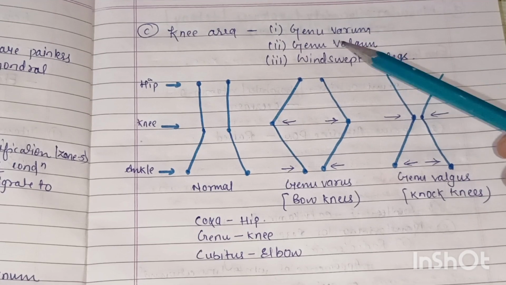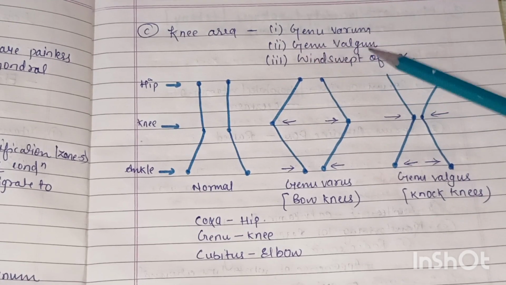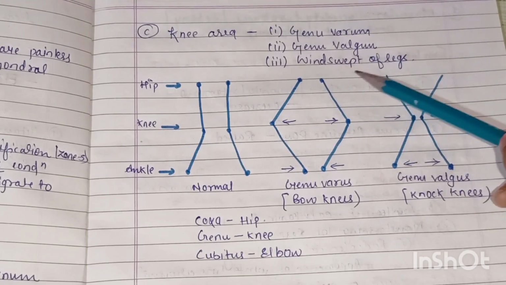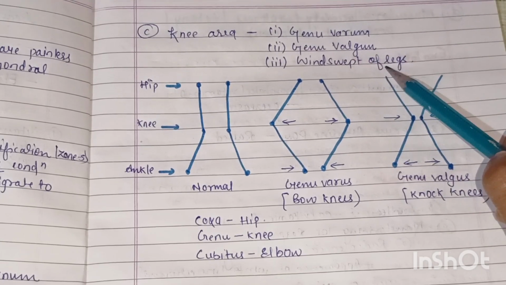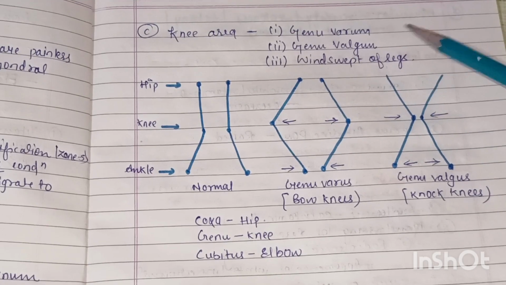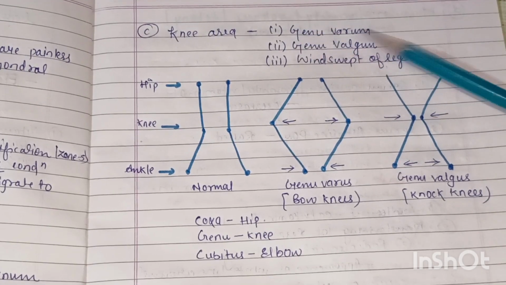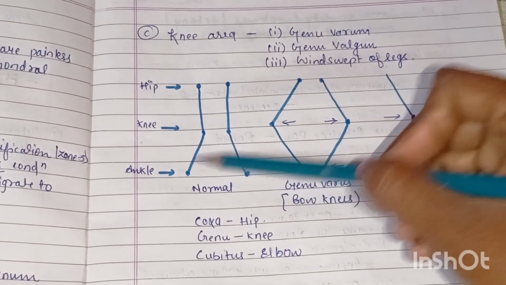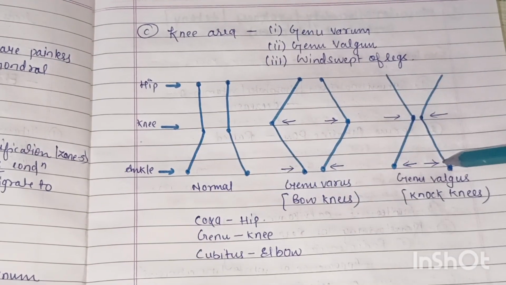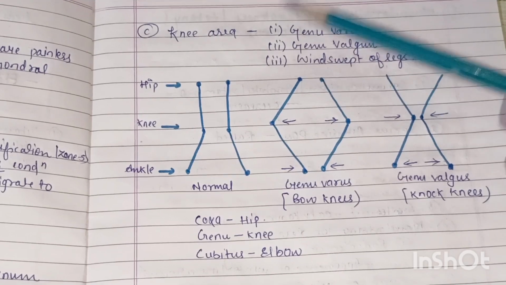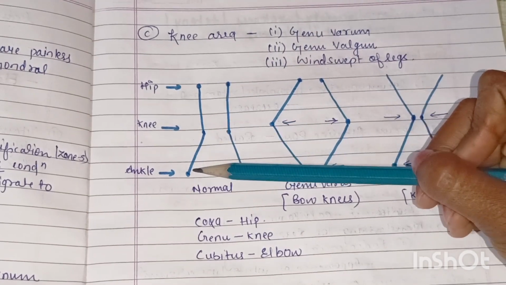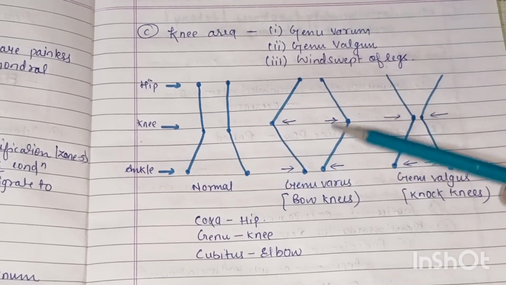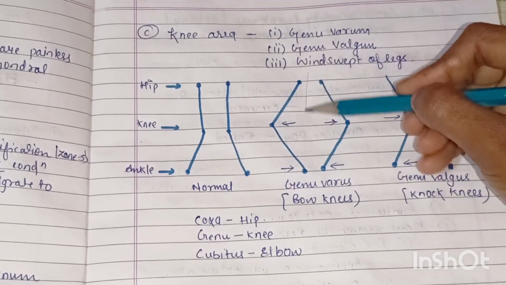Here in the knee area, three terms are used: genu varum, genu valgum, and windswept legs, which is a very important term. We can simplify this by showing this diagram. You can easily learn this at the hip, knee, and ankle area. This is the normal structure of the bone. Here you can see the midline.